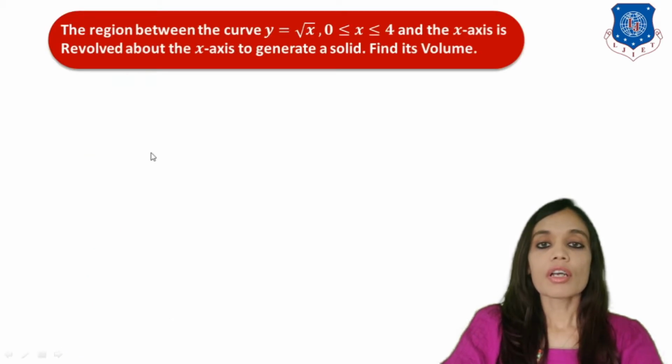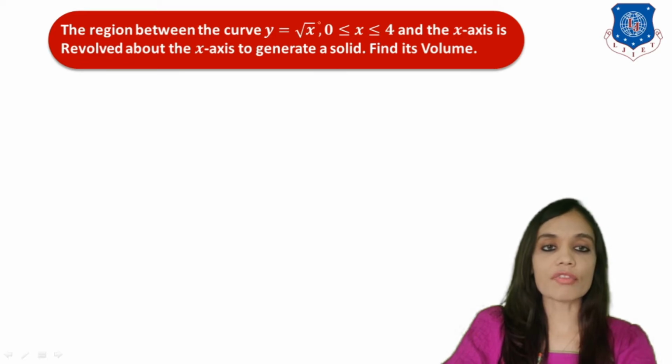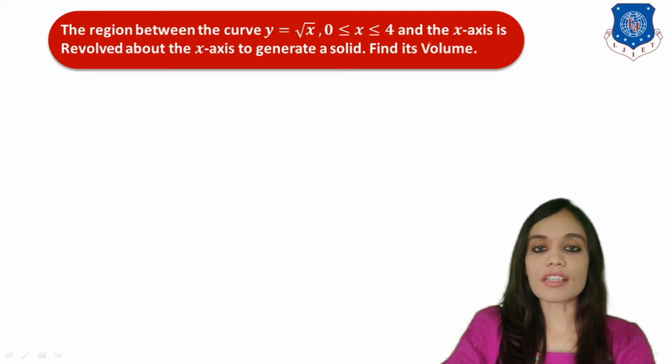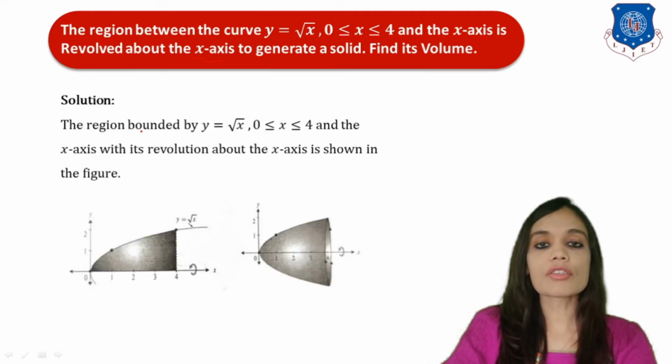So now let us study one example. The region between the curve y equals root x, where x is between 0 to 4, and the x-axis is revolved about the x-axis to generate a solid, so we have to find its volume. So let us start the solution.